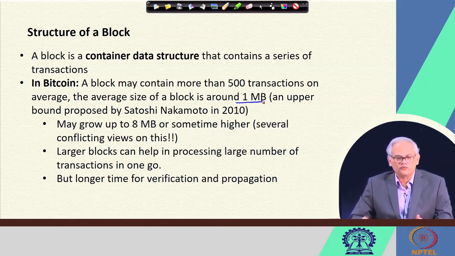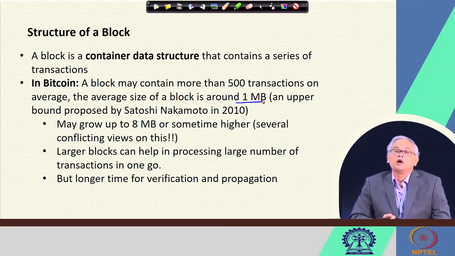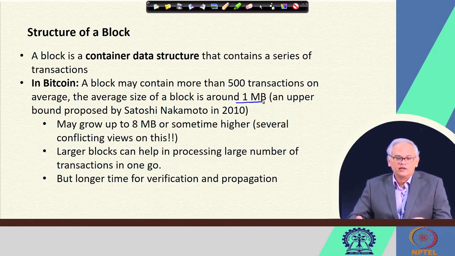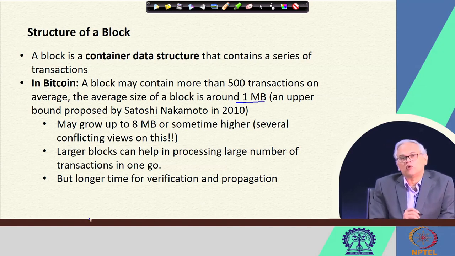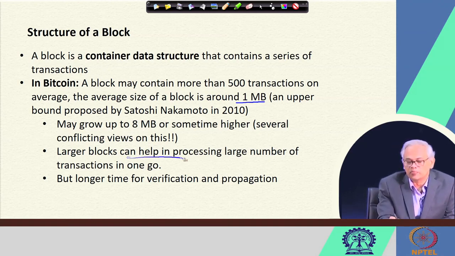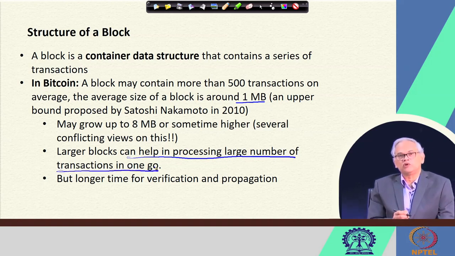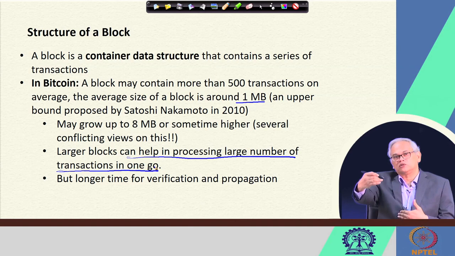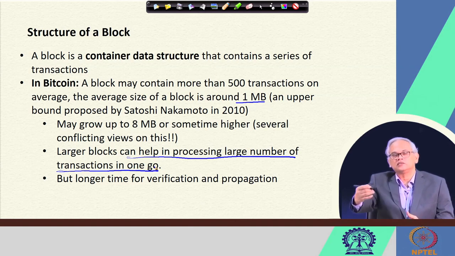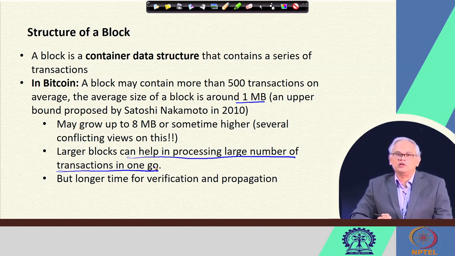There have been a lot of discussions, with conflicting views, on whether the size of each block in a blockchain should be made higher, like say 8 megabytes or so. Now, why would people advocate for larger blocks? Because they can help in processing a large number of transactions in one go. Of course, that is very simple to understand. If each block is of larger size, then more transactions can be included in each block.